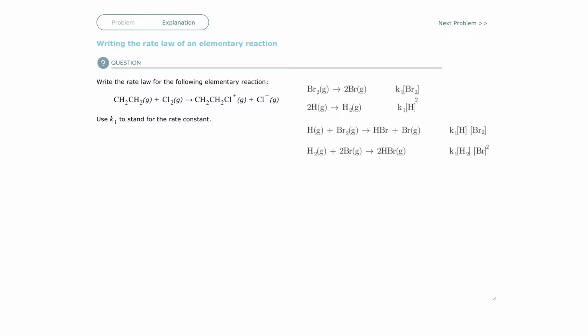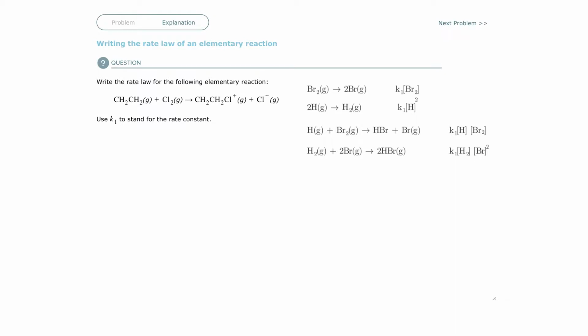And then the last one here, I've got H2 plus 2Br. Okay, so I've got a coefficient here. Now remember, you're only looking at the left. So I ignore this. I'm only looking at the left. I have two terms in my rate law. The first one is going to be the brackets around the H2. So you have a constant K1 times the brackets around H2 times the brackets around Br. But since I've got a coefficient here, it's going to be a Br2.